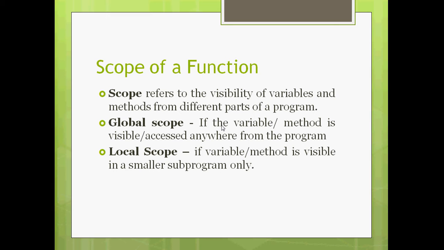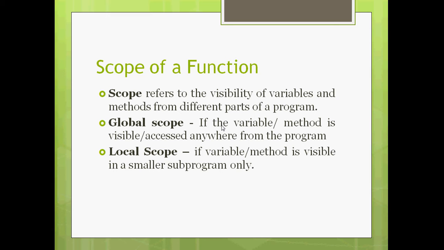So if the variable is accessible from anywhere within that program, we call that a global scope. And if the variable is not visible or accessible everywhere within that program, then it must be used inside a code block only. A smaller subprogram allows you to use this variable within that subprogram. Then you would say the scope of that variable is local.